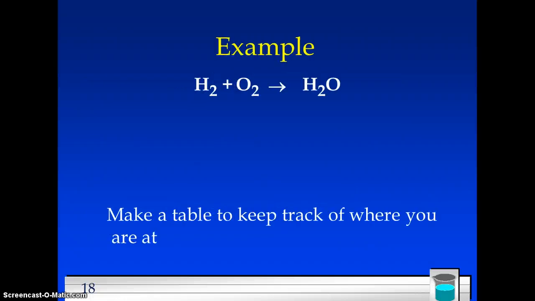So first of all, let's do an easy example. This one should be in your notes, so go ahead and write down the example. H2 plus O2 yields H2O.